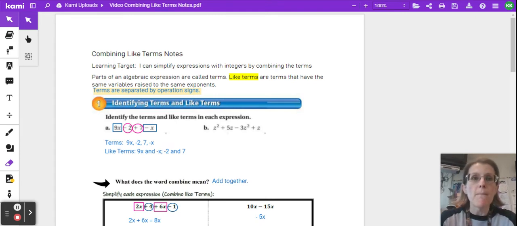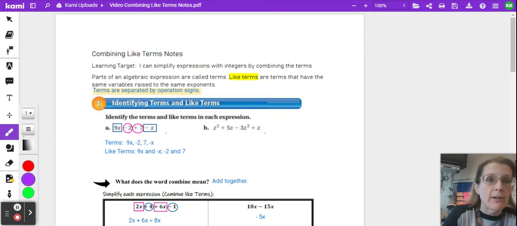Today we're going to be talking about combining like terms. Our learning goal is to simplify expressions with integers by combining like terms. So we've already talked about this when we subtracted integers, that parts of an algebraic expression are called the terms, and like terms are ones that have the exact same variable.